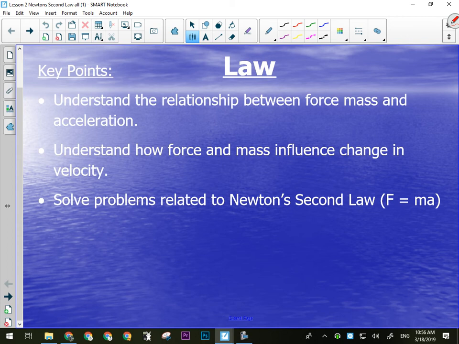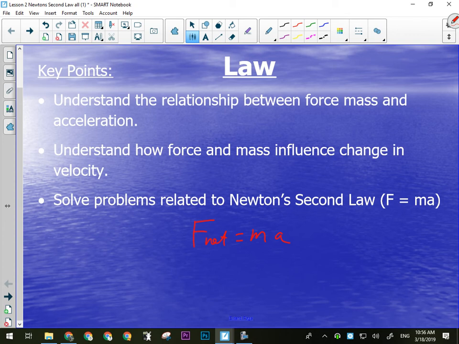We've got it written like this right here, but it's actually F net equals mass times acceleration. If there is an unbalanced force, then the object will accelerate in the direction of that imbalance.